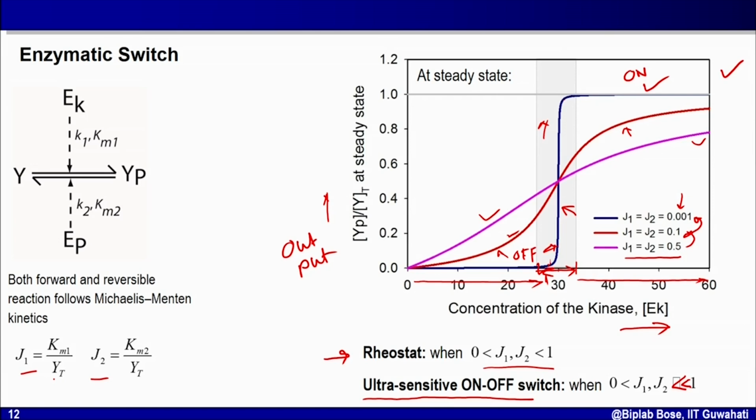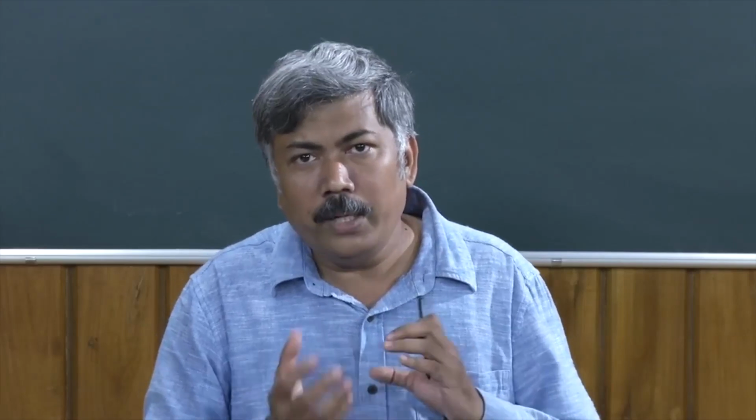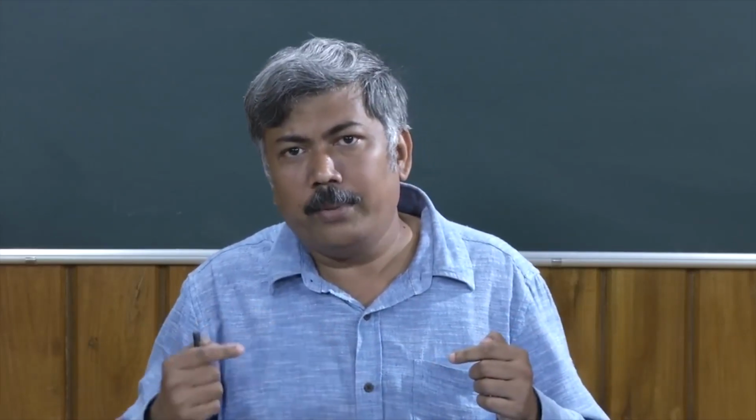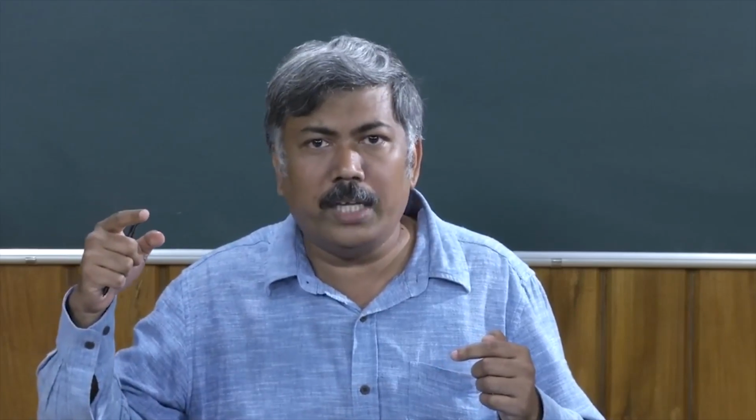Before we close, let us look into what J1 and J2 are once again. J1 and J2 are nothing but the ratio of the Michaelis-Menten constant and the total substrate. So when the total substrate concentration is very high with respect to the Michaelis-Menten constants, then I will have J1, J2 very small with respect to 1, and then I will have this on-off switch. But when the concentration of the total substrate is close to the Michaelis-Menten constant, then I will get values of J1, J2 close to 1, and then I will get this rheostat behavior. So depending on the substrate, the same input can give rise to a sharp on-off switch-like input-output relation, or it may give a rheostat-type slow, shallow change in the input-output dynamics.